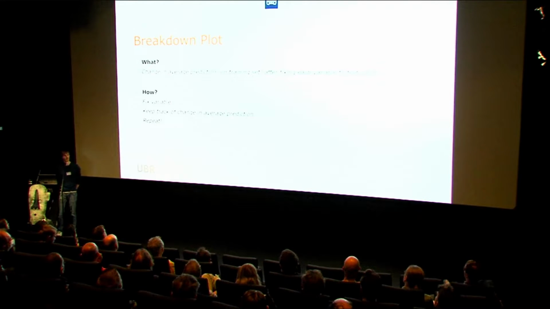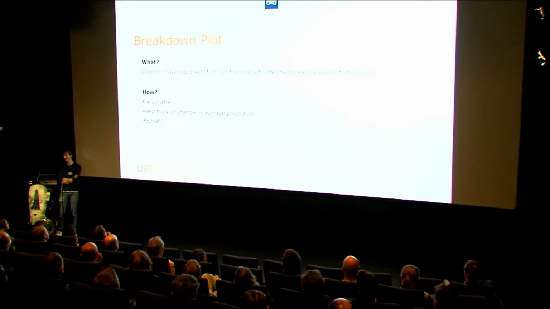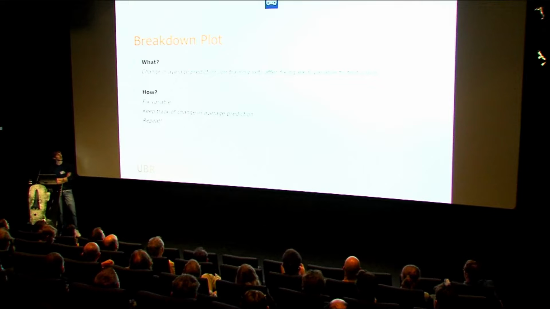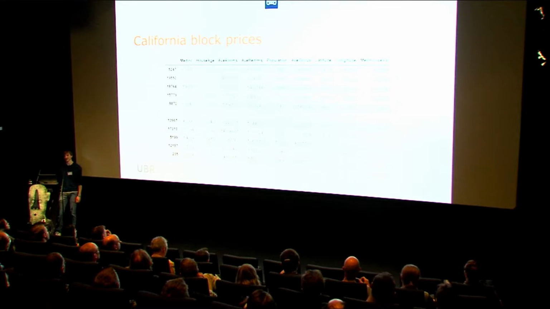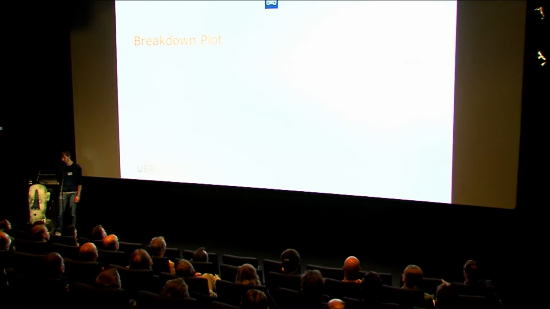So the first method I'm going to explain is a breakdown plot. And what that does is it describes the change in average prediction on the training set after fixing each variable to the value that it has on the instance we want to have explained. So I think it's best if I just show with an example. So this is the training set. So the average prediction in the training set is about 2. So we take that as our intercept, the first value in our breakdown plot.